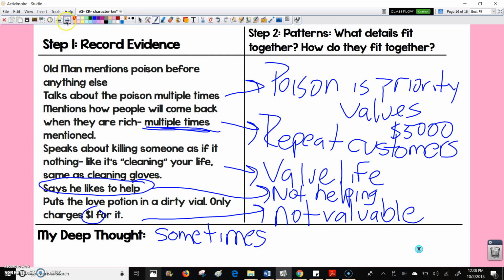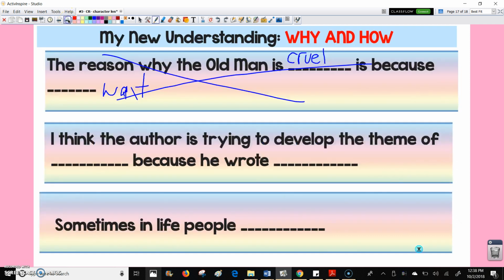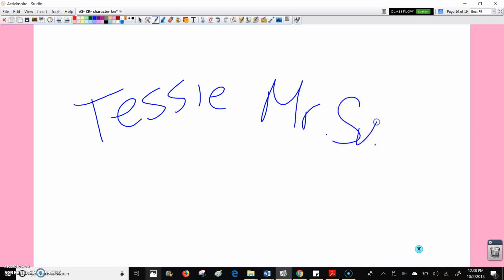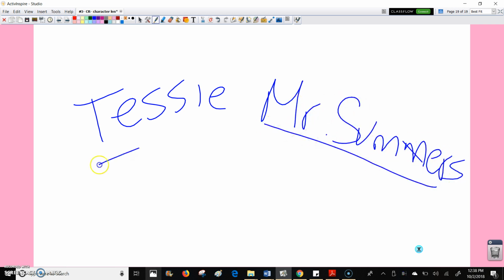Okay, so hopefully hearing my thought process and seeing me model it with the chaser and review the steps that I went through is going to help you now focus on your character. Remember, you are either working on Tessie or Mr. Summers, depending on which character you got assigned during class. Good luck.